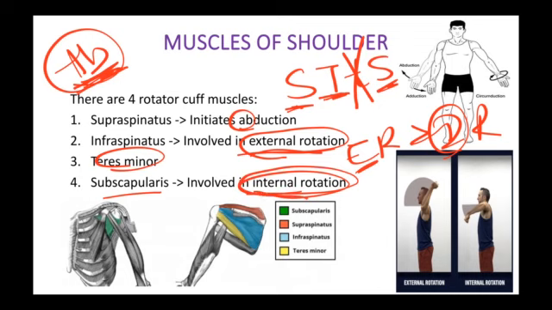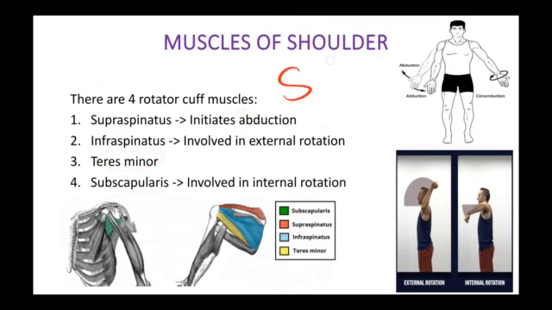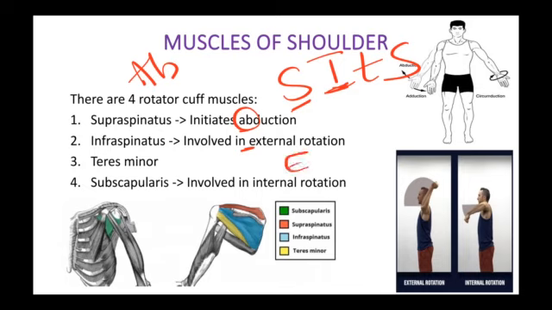So again, SITS. Supraspinatus helps in abduction, AB. Infraspinatus helps in external rotation because E comes before I. T doesn't have a significant function because it is a minor muscle. And S, that is subscapularis, helps in internal rotation. So these are the rotator cuff muscles.